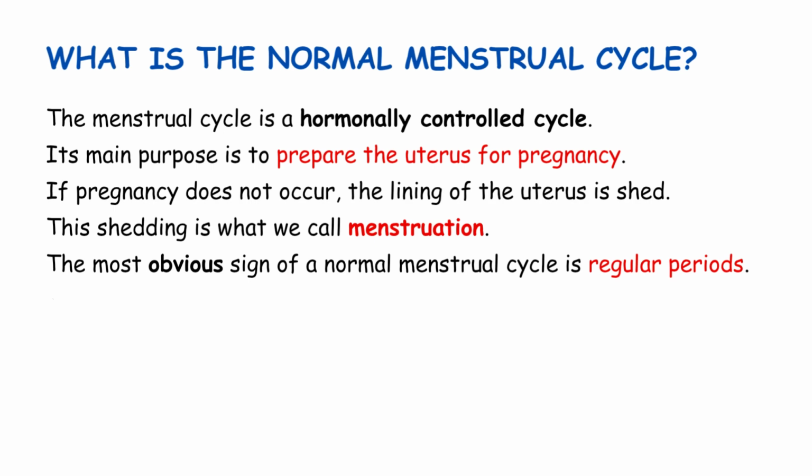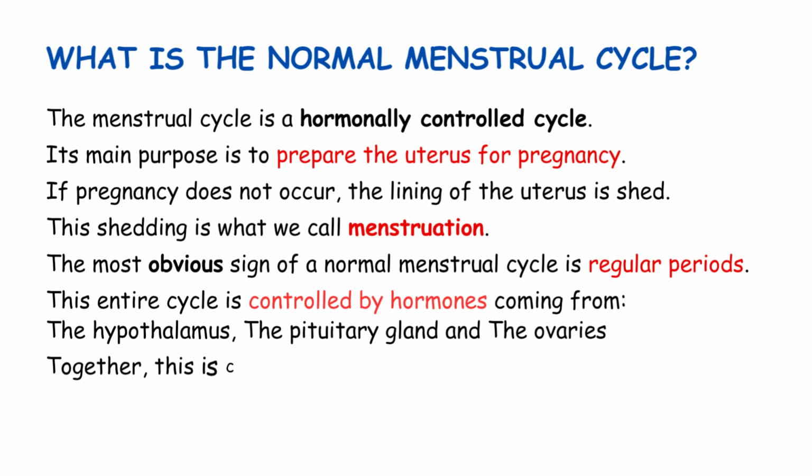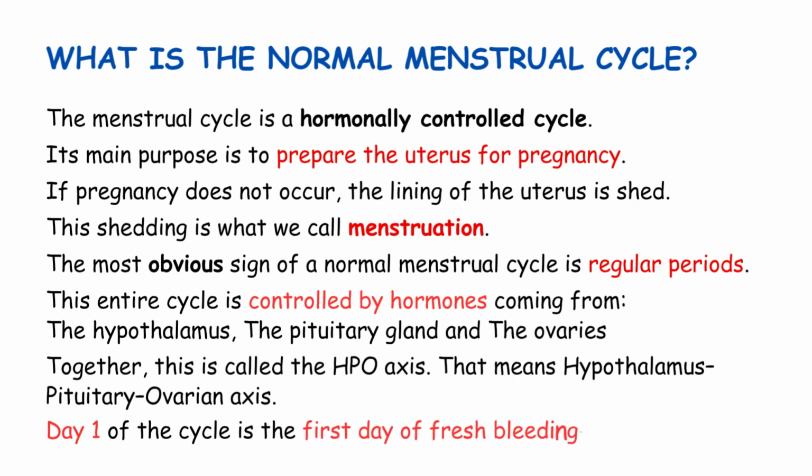This entire cycle is controlled by hormones coming from the hypothalamus, the pituitary gland, and the ovaries together. This is called the HPO axis. That means hypothalamus, pituitary, ovarian axis. Note, important point for exams: Day 1 of the cycle is the first day of fresh bleeding. Always confirm this when taking menstrual history.